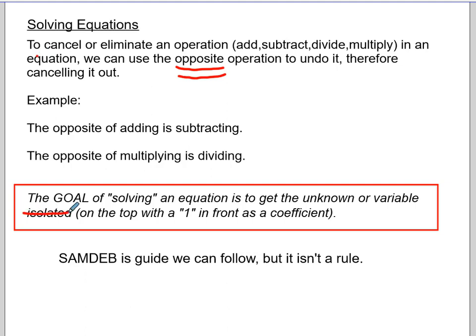Oops, that's the wrong one. I wanted to use a highlighter there. Let's try that again. I want to isolate. That's a really important word. There we are. Isolated means in the top location, the numerator location, with a 1 as the coefficient. That's the number out front. In the past we have used SAMDEB as a guide, and we can continue to do that, but we have to remember it isn't a rule, it's just a guide.